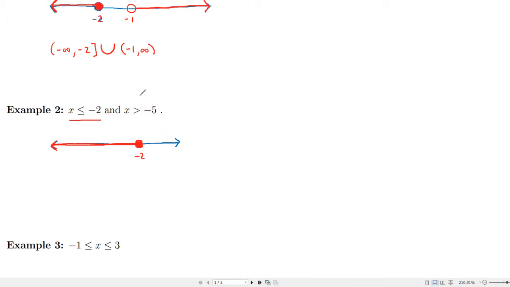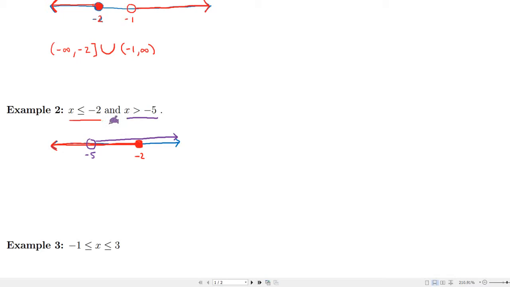Now let me switch to a different color for this other one. So let's switch to maybe green. Oh, you know what? Let me switch to maybe a purple. How about that? Okay, so now if x is greater than -5, so we'll plot -5 here. And then we're considering x values that are greater than this. Okay, what you could actually do, you could put them on the same number line like this, or you could write them on separate number lines.